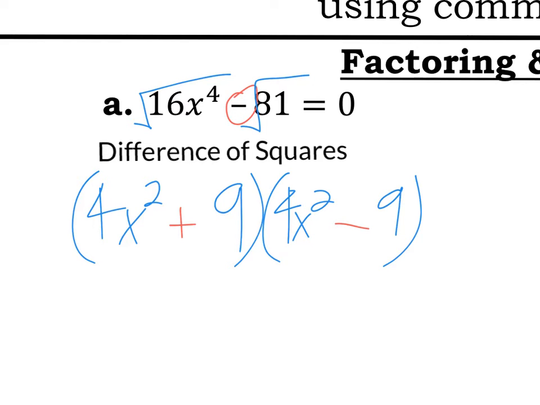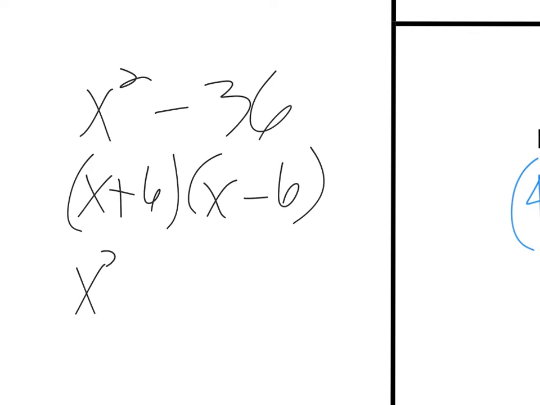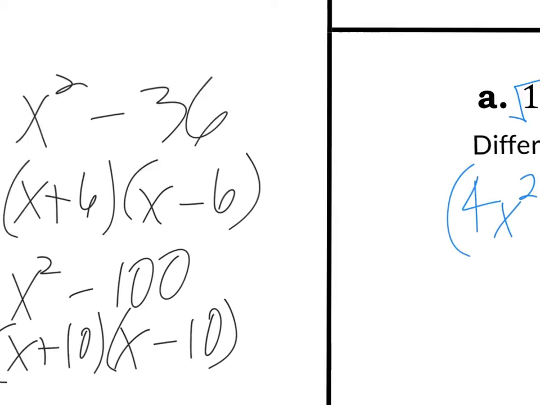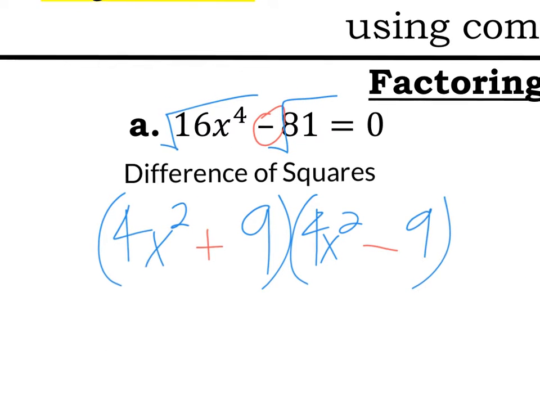So we've done difference of squares before, but they were simpler terms like x squared minus 36. That would be x plus 6, x minus 6. Or we saw something like x squared minus 100. That would be x plus 10, x minus 10. You take the square root of each one and make one plus, make the other one minus, okay? So these just look a little different, but it's the same property.